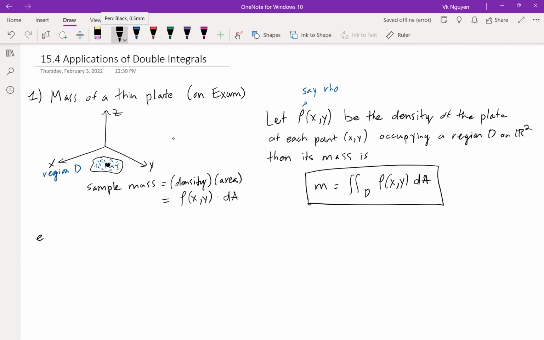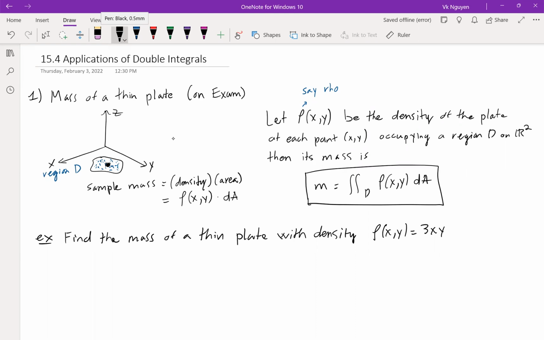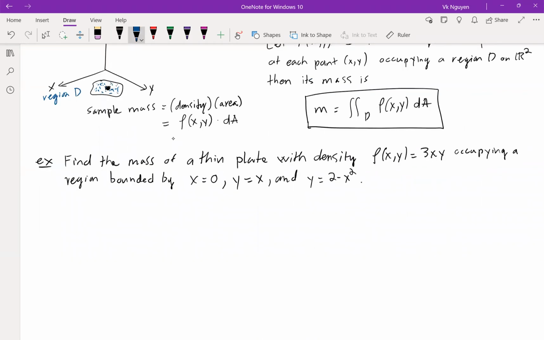Now, example. Find the mass of a thin plate with density rho xy equal 3xy occupying a region bounded by x equals 0, y equal x, and y equal 2 minus x squared. Sketch D.